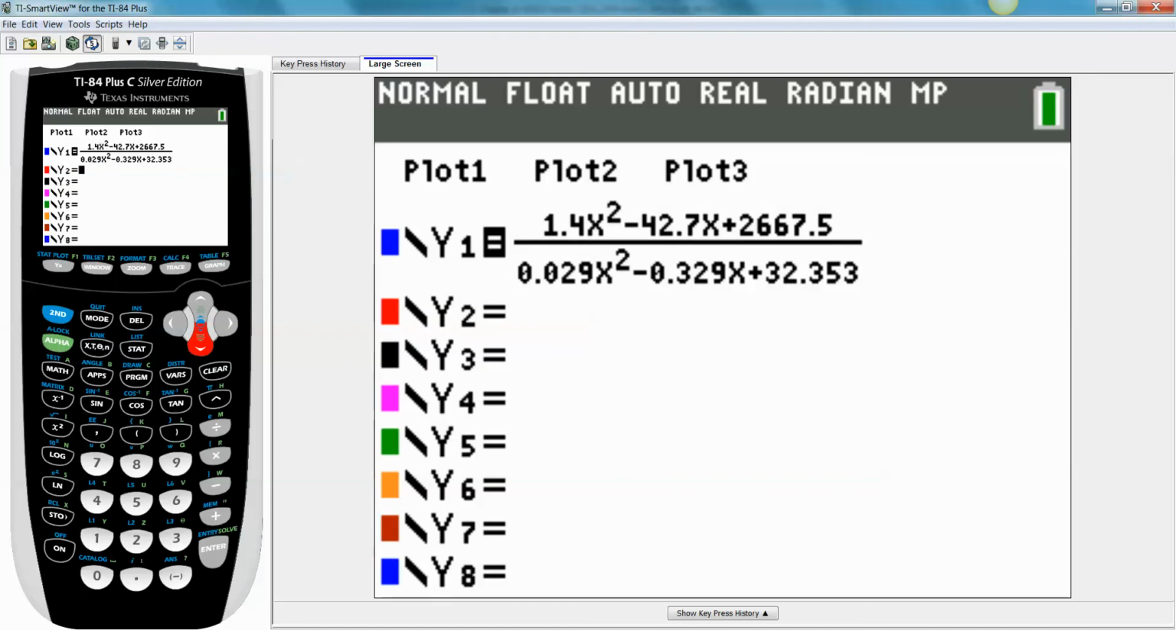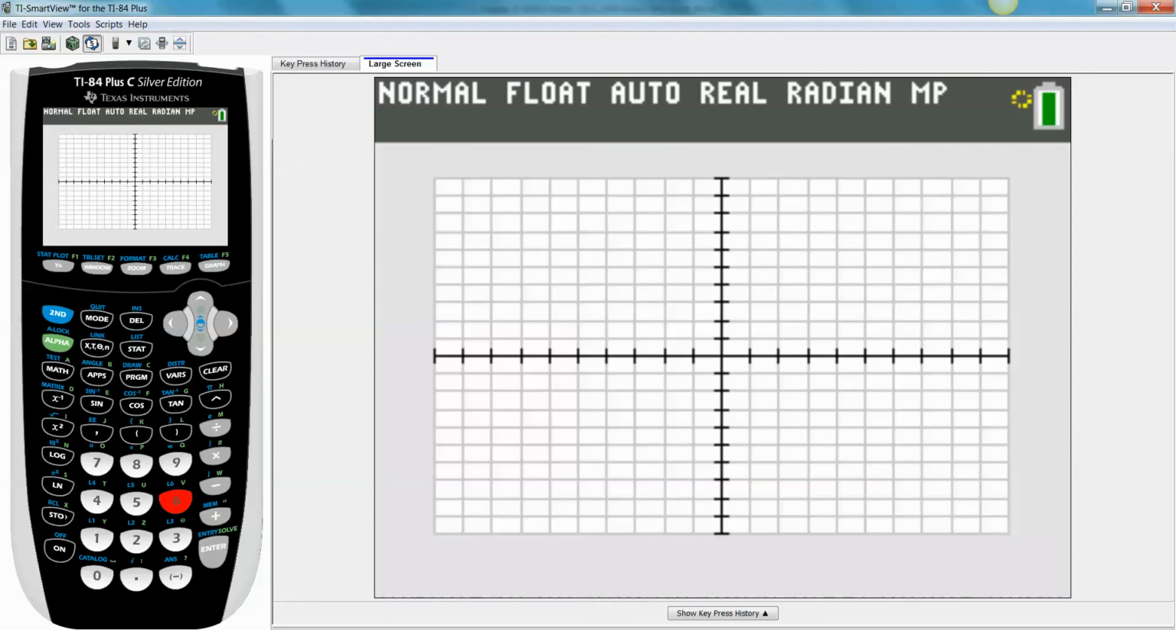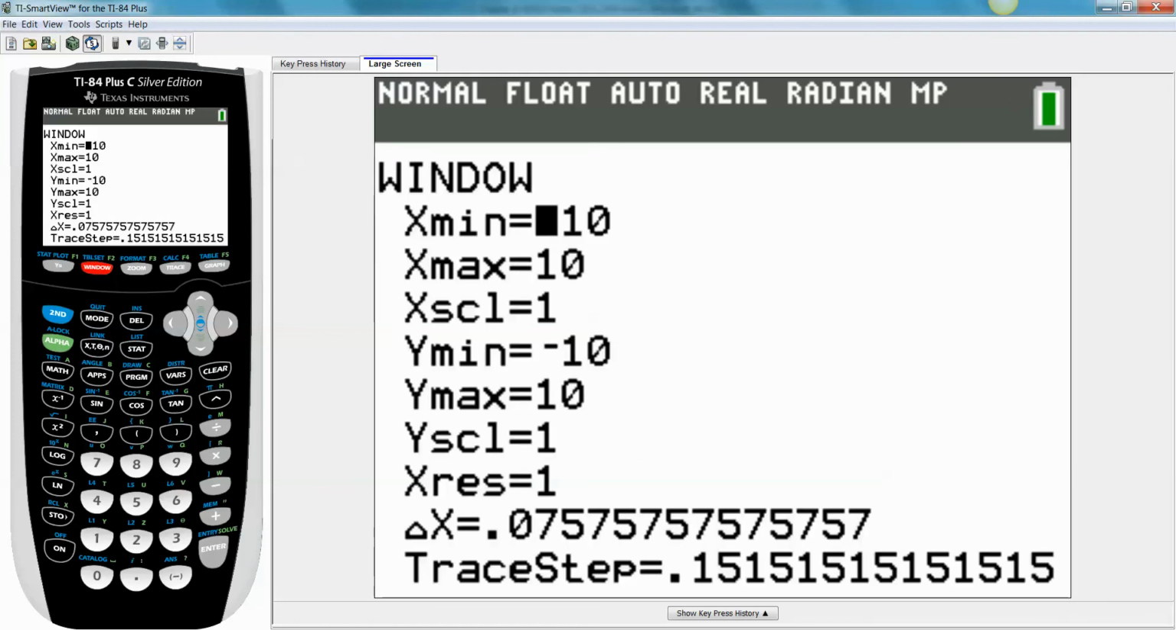Now if I press graph right now, it's probably going to make no sense. Let me do a regular window. Yeah, so the calculator is working. The function is being graphed, but you can't see any of it because it's all a mess. So let's go to the window and think about this for a second.